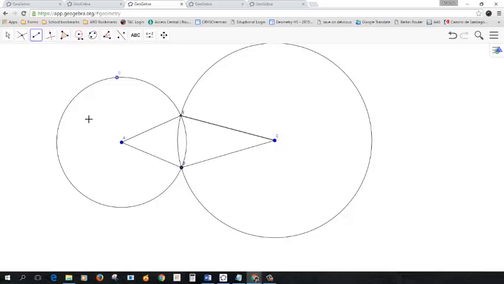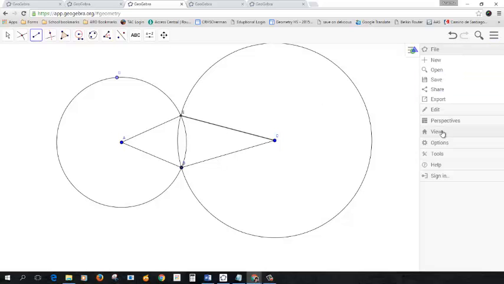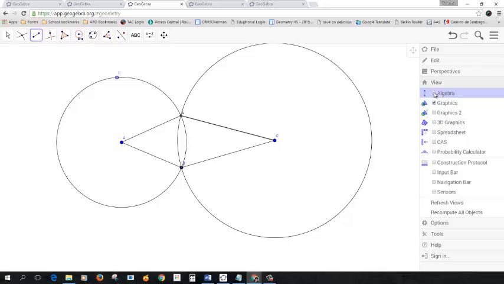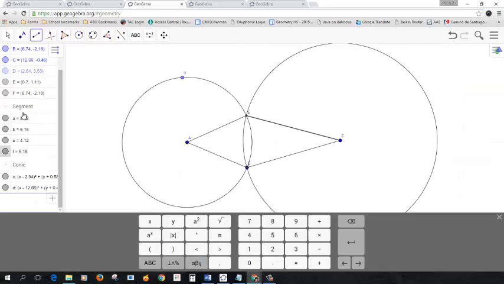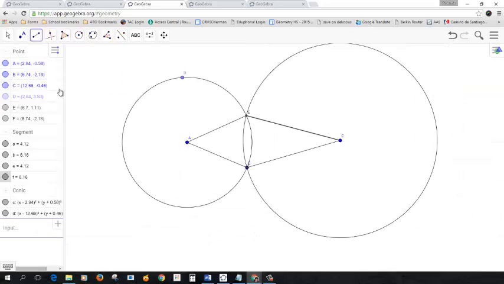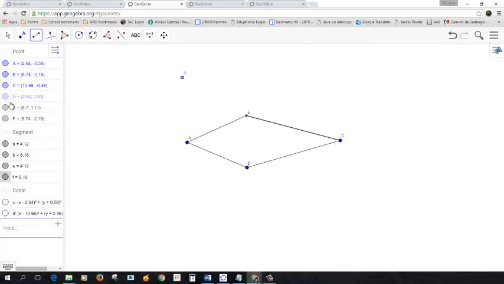And voila, I have a kite because these two segments are congruent and those two segments are congruent. So we have a kite. And just so you can get rid of the circles, I'll go ahead and get rid of the conics, which you can tell, see these equations right here? Those are equations of circles. And if you float over it, it says circle. So now my circles are gone. I don't really need point D, and I don't need point F. So you can see I have kite A, B, C, E.